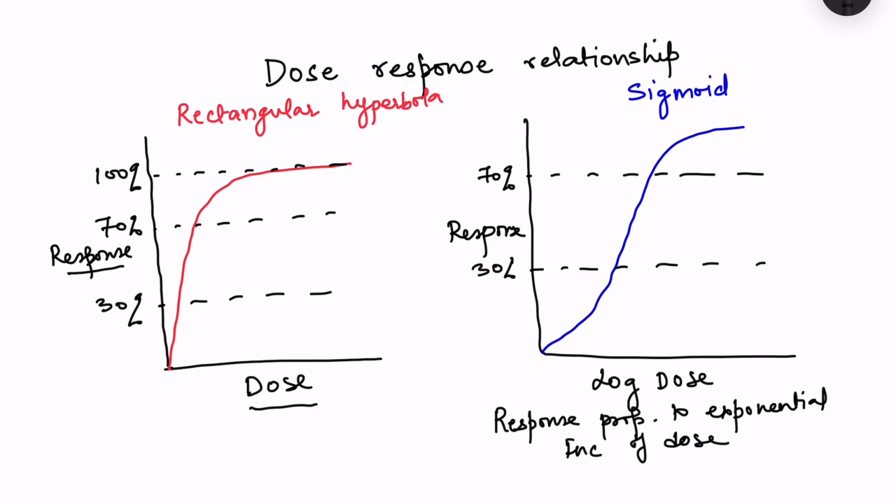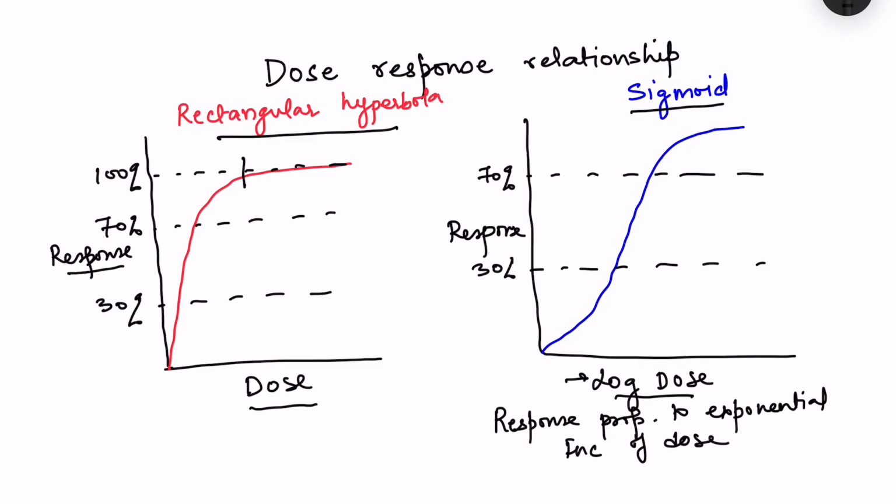So normally when we plot this relationship, it is plotted as a rectangular hyperbola. That means there will be a fast increase in the response and then it reaches a limit. So the maximum response is achieved very fast. However, when we plot the same relationship with the log of the concentration of the dose, so in logarithmic scale, now the relationship we find is actually sigmoid in nature.